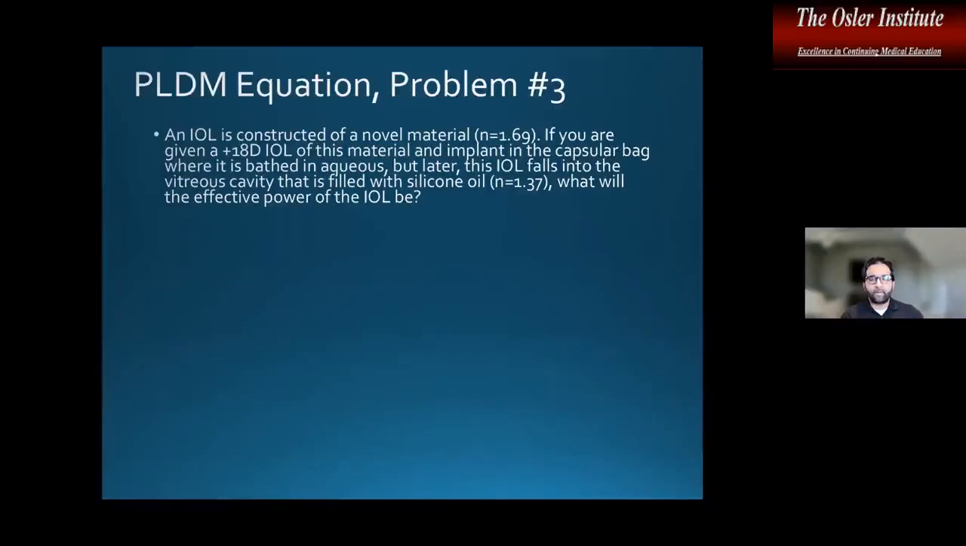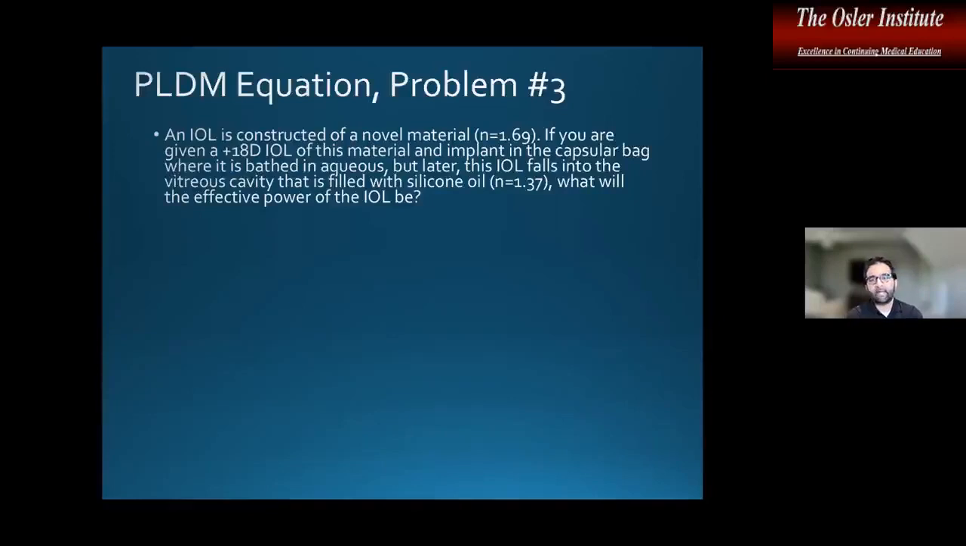Okay. This is another type of question that you can get based off of this concept, and again, it does have some clinical relevance. So let's look at this. We have an IOL constructed of a novel material, 1.69. This must be something quite experimental because, as I said, the highest index of refraction that we have for an acrylic lens is 1.55. So we have 1.69, this novel material.